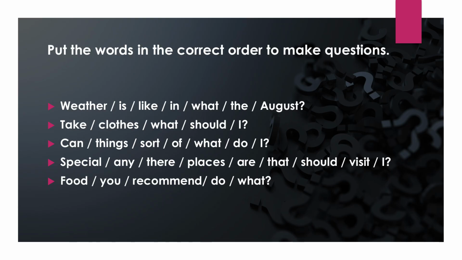So after you are done with the previous slide, you can do this exercise. Here you are required to put the words in the correct order to make questions. So in each point here we have a number of scrambled words. If we arrange these words in the correct order, we can have questions. For example, number one, we have the words weather, is, like, in, what, the, and August. To make them a question, we can say, what is the weather like in August?